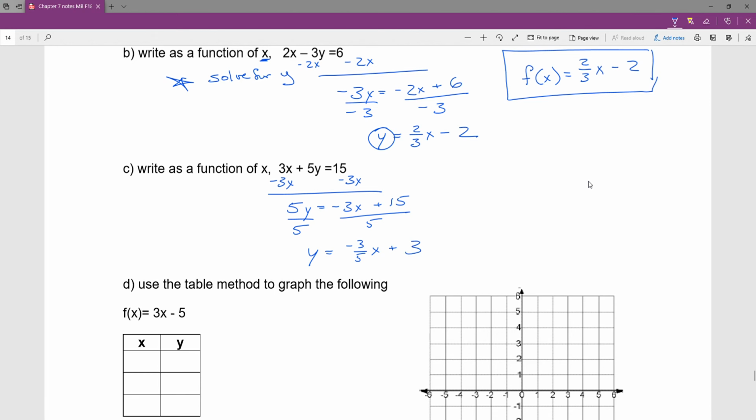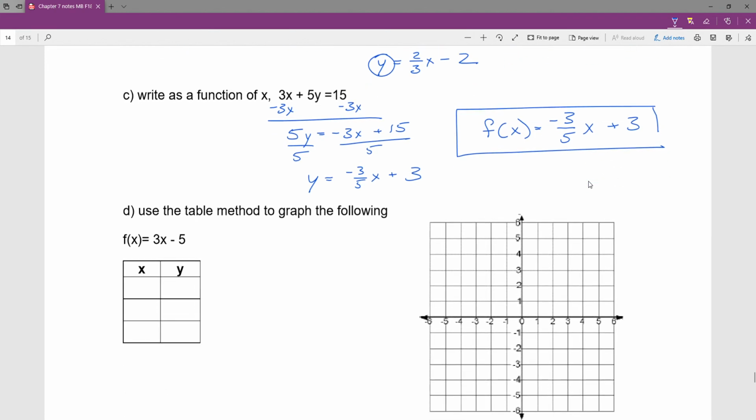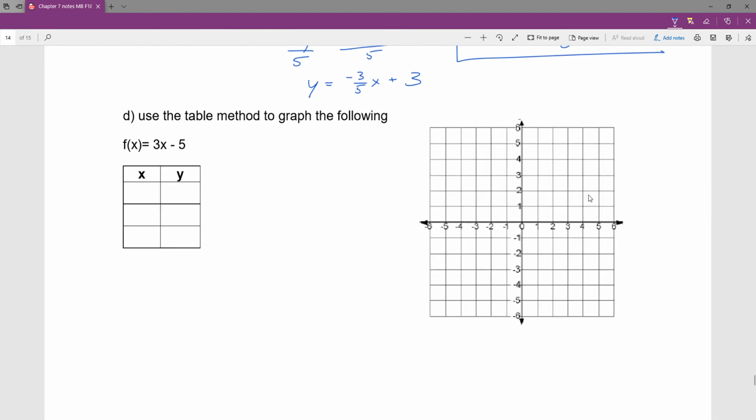And then once you've got it solved for y, all you do is swap out the y for this function notation. F of x equals negative 3 over 5x plus 3. We could see this in the table method, so kind of going the other way, when the linear equation is given to you in function notation, all you're doing here is what you've done before. So it's already solved for y, which is what we often did.